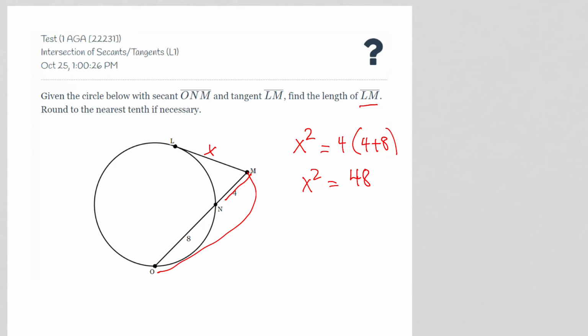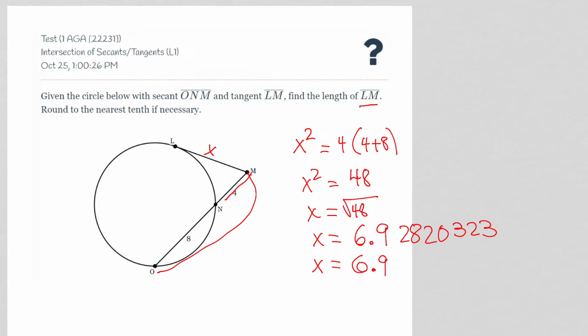Then we take the square root, and we find that it's about 6.928203... So x will be equal to 6.9 rounded to the nearest tenth. So LM is 6.9.